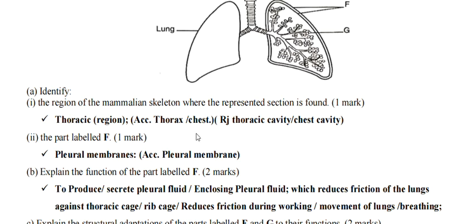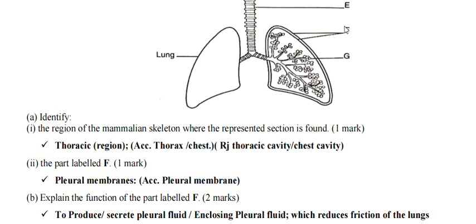Then the part labeled F, we can look at F, that is a pleural membrane, and because the label line is touching two parts, we need to give it in plural, that is pleural membranes. Maybe they were accepting pleural membrane, which is also true, but to be on the safe side, because the label line is touching two structures or two membranes, you need to give it in plural.